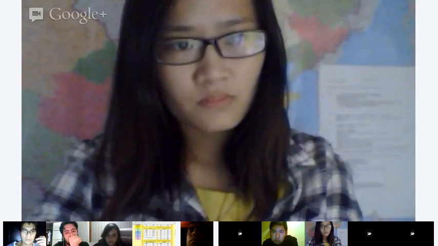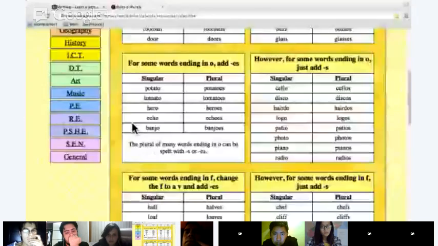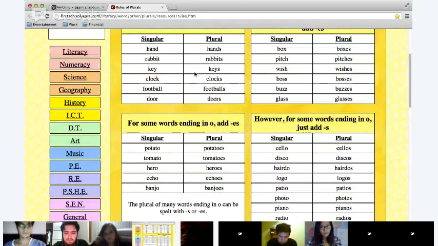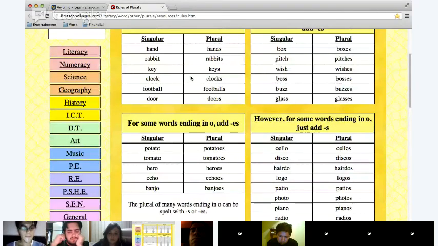Awesome. Okay, so when we have some words that end with an O, all we do is add an S. It's very, very simple, just like these words here where we just add an S. Teacher, I have a question. Yes.